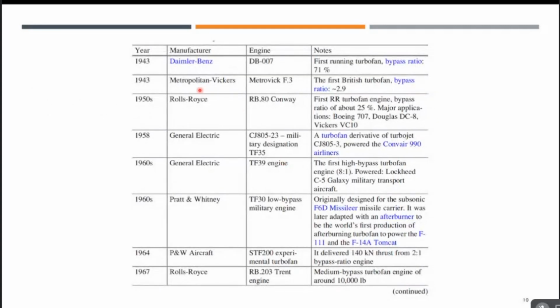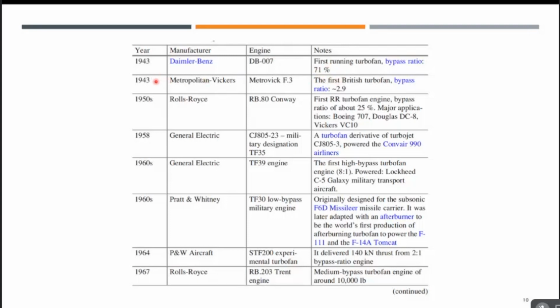Way back in 1943, right? So manufacturer like Daimler-Benz, you probably heard about Mercedes-Benz. This is where it all started, right? They are not just building cars, but they are also building turbofan engines. Okay, so it is a first running turbofan having bypass ratio of 71%, meaning that what does 71% mean? 71% not going into the core, it is being bypassed. Only 29% goes into the engine core. The rest goes around the engine.